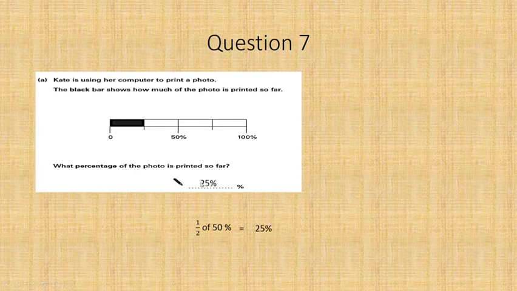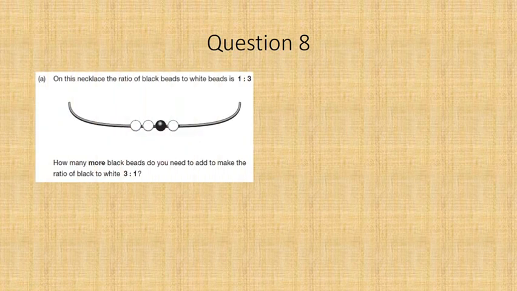Okay, so let's go to question number 8. It's the tricky question in this quiz. Here on this necklace, the ratio of black beads to white beads is 1 to 3. So let's write it down. Black to white is 1 to 3. Because here in this necklace it's 1 black bead and 3 white beads, so it's 1 to 3. So here in the question, he needs to know how many more black beads you need to add to make the ratio of black to white equal to 3 to 1.